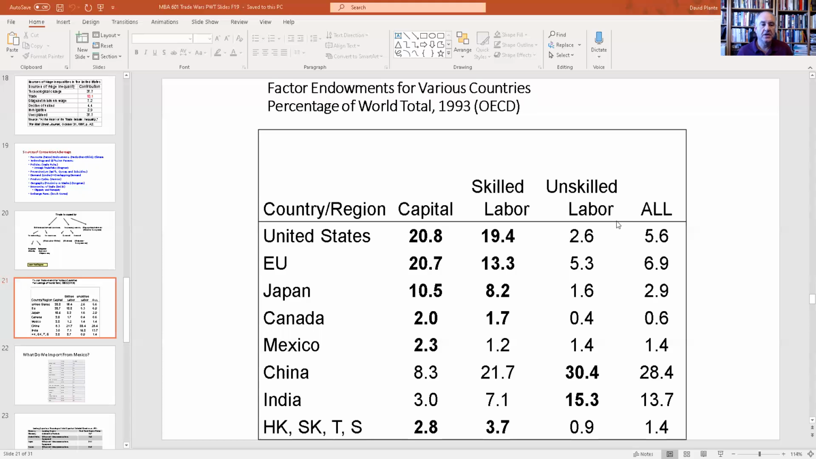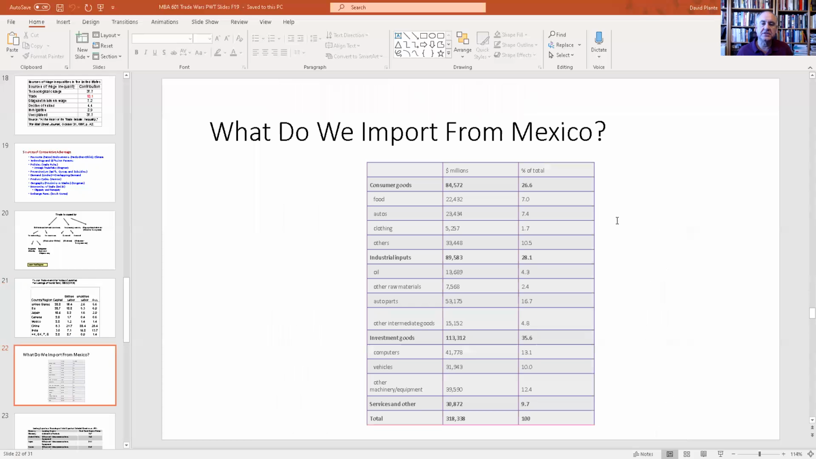Okay, so moving on, thinking about some of the goods that we get from Mexico, what does this trade look like if we pick a country like Mexico? You can see that it's all over the place. We get a certain amount of consumer goods, a certain amount of industrial inputs, a certain amount of investment goods, and then not so much services, because we usually have the advantage in services. We export a lot of services to Mexico. So this is just getting a feel for those particular aspects.